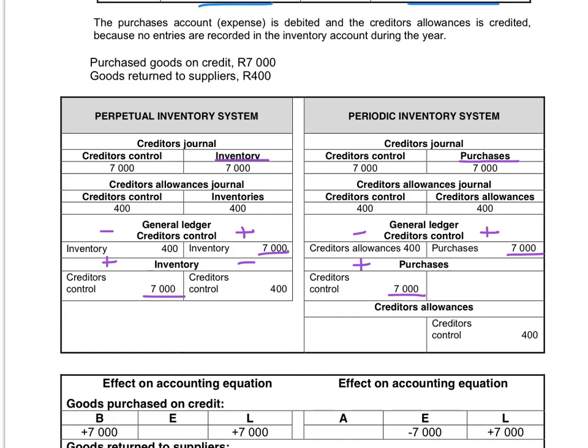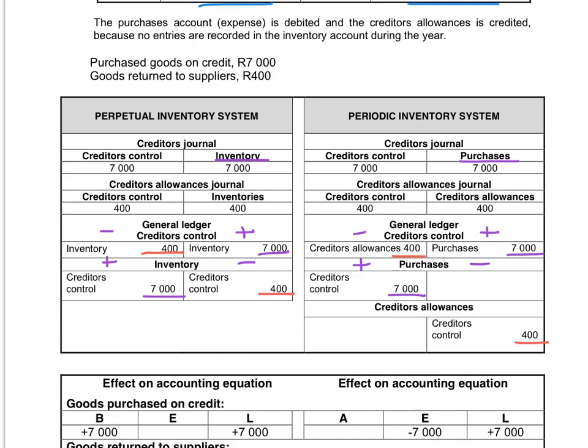Purchases is expense. Expenses increase on the debit side and decrease on the credit side. When the goods are returned, you will decrease your creditors because you owe them less money on the debit side. You will credit inventory to decrease your inventory on the credit side. In the periodic system, we will also decrease creditors on the debit side, but now we will open an account for creditors allowances, and we will credit creditors allowances with 4,000 rand.